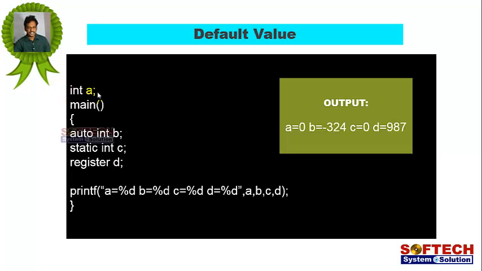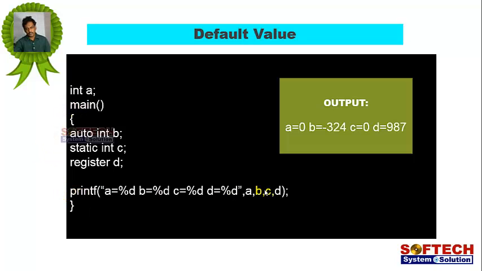This is an external storage class specifier. We declare it before the main function. We don't put extern as a keyword here. We just declare int a. This is the external storage class specifier. So it occupies 2 bytes of memory from RAM. The default value is 0. The life is global, scope is global.